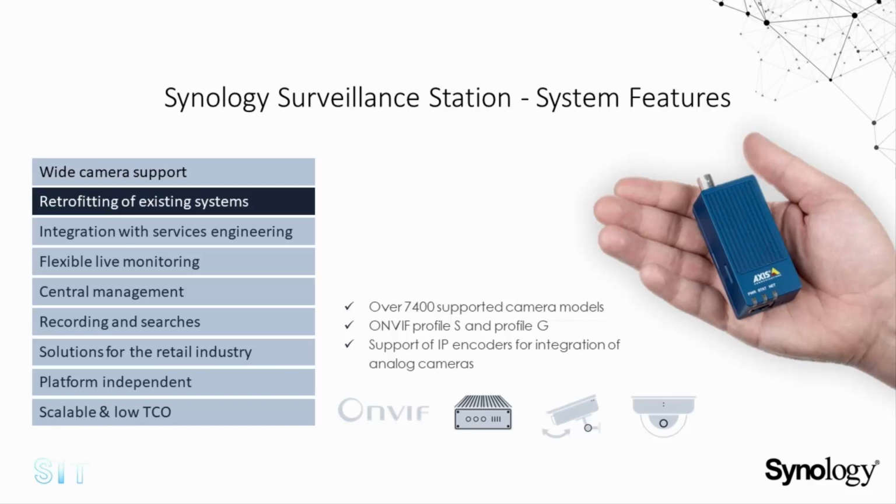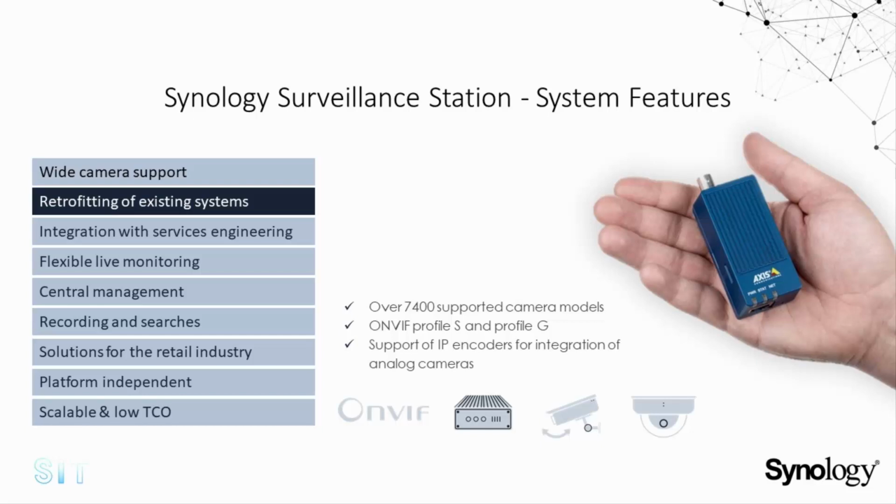Synology Surveillance Station is not only used in projects where only new hardware is used. Synology also supports IP encoders that are used to convert analog to digital cameras. Another alternative is to add a camera based on the camera's own video stream via RTSP or HTTP. Please note that no camera functions can be used.